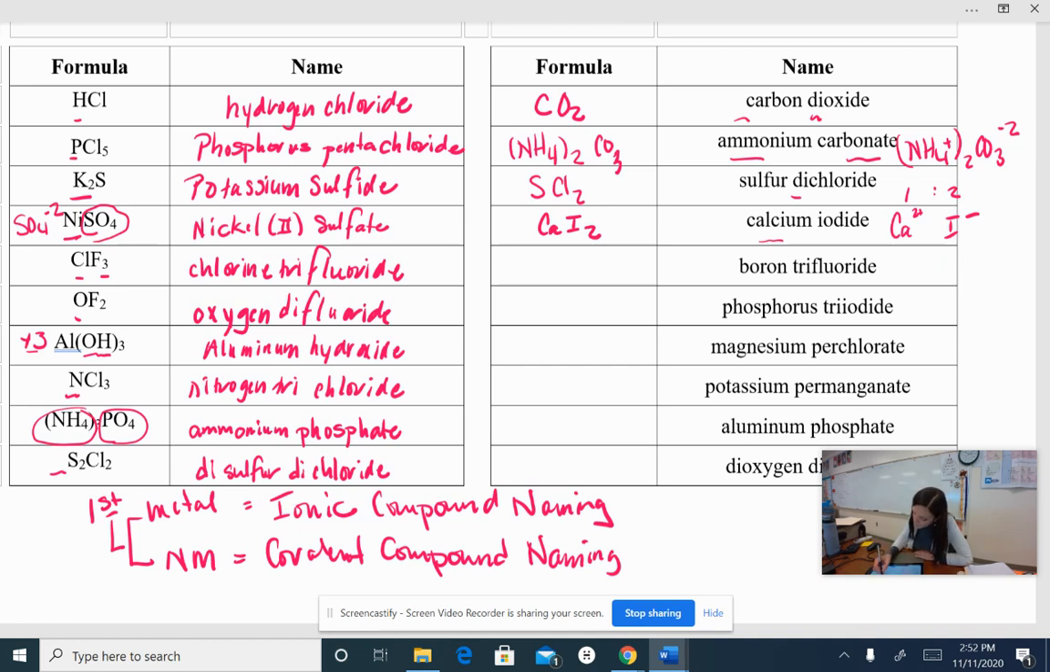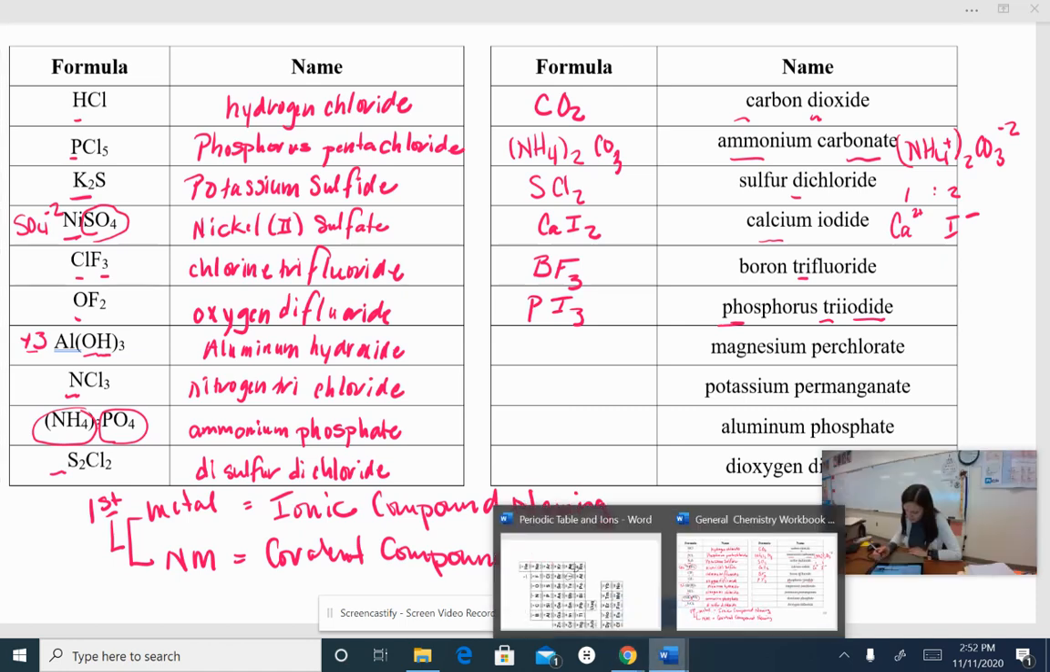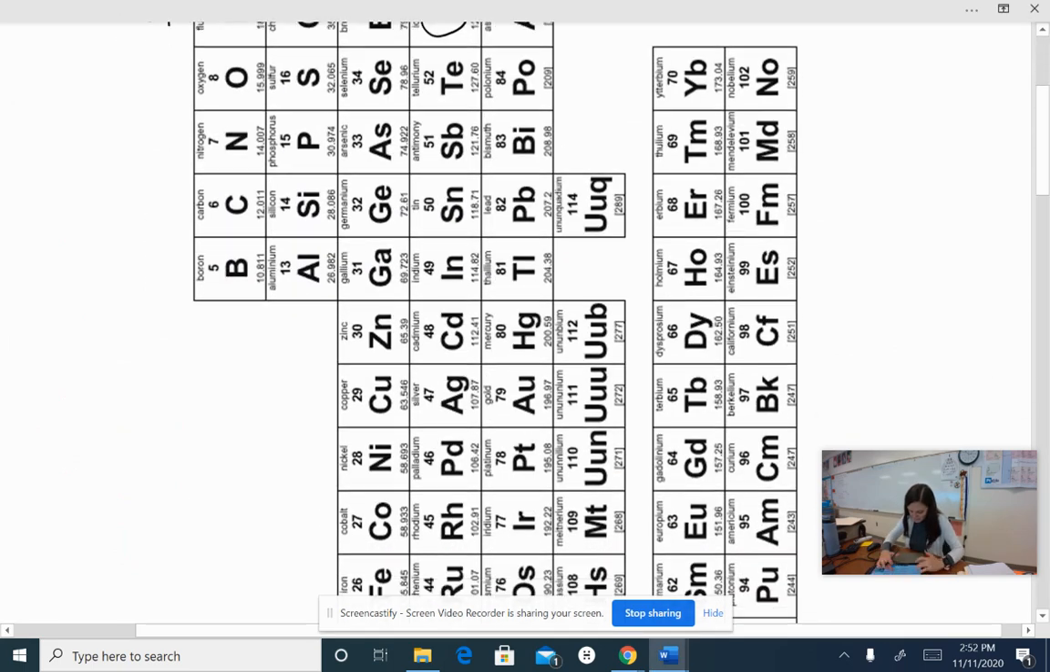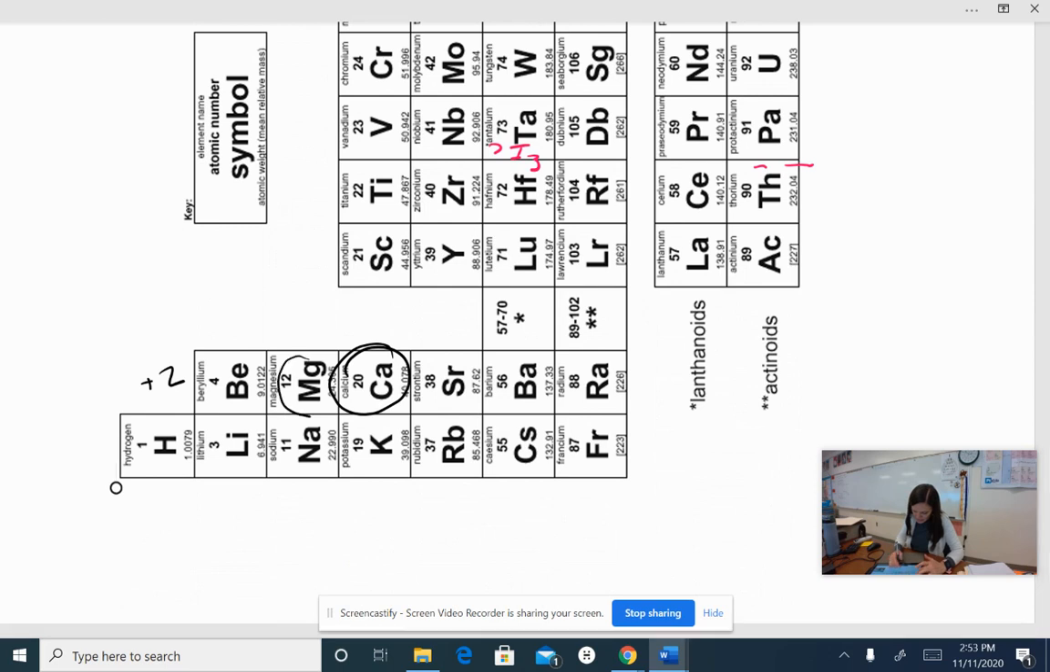Okay, boron, I only need 1, and 3 of those 3 fluorides. Phosphorus, I only need 1. Triiodide, so 3 iodides. Magnesium, ooh, magnesium. Let's look at magnesium. Magnesium is right here. It is also a +2 charge.